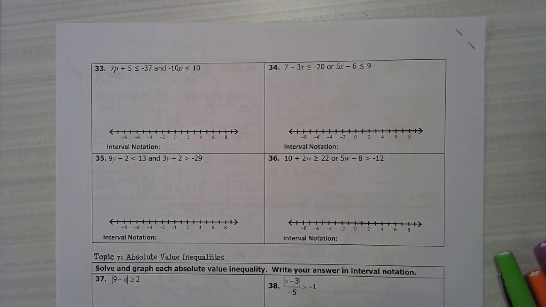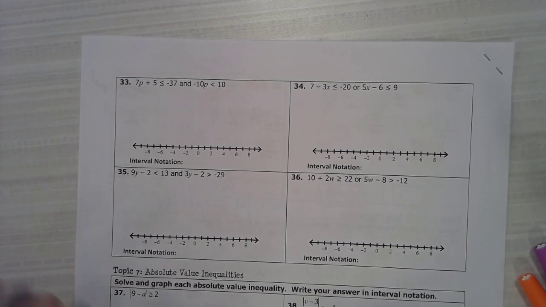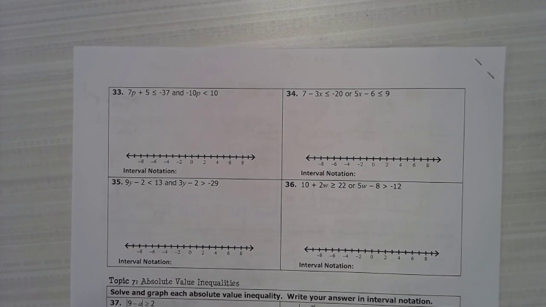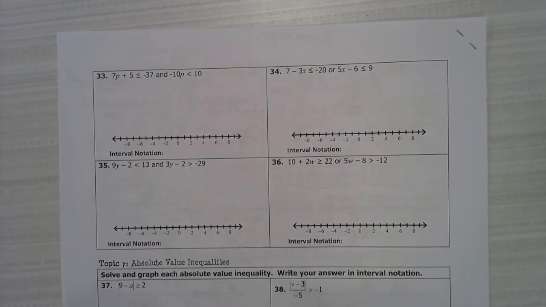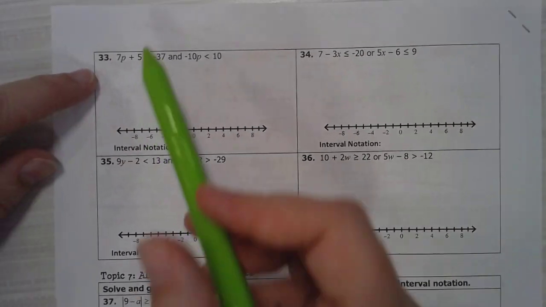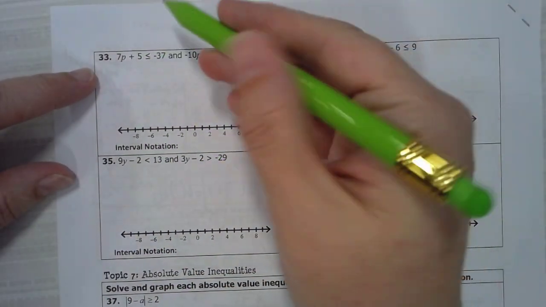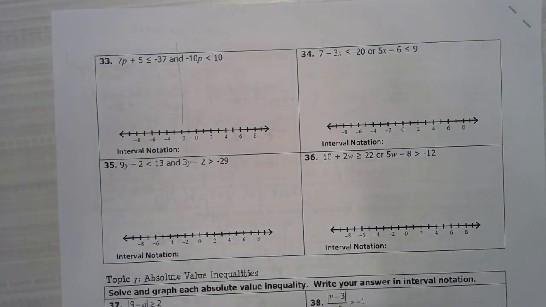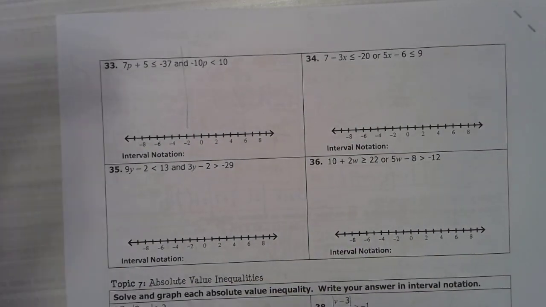All right, here we go. Last part of the review. Okay, so we're still doing compound inequalities. Again, when you have the word and, it's just two separate problems. So literally, we're going to solve these two separate problems, and then we're going to put our answer on the number line and see what it looks like.